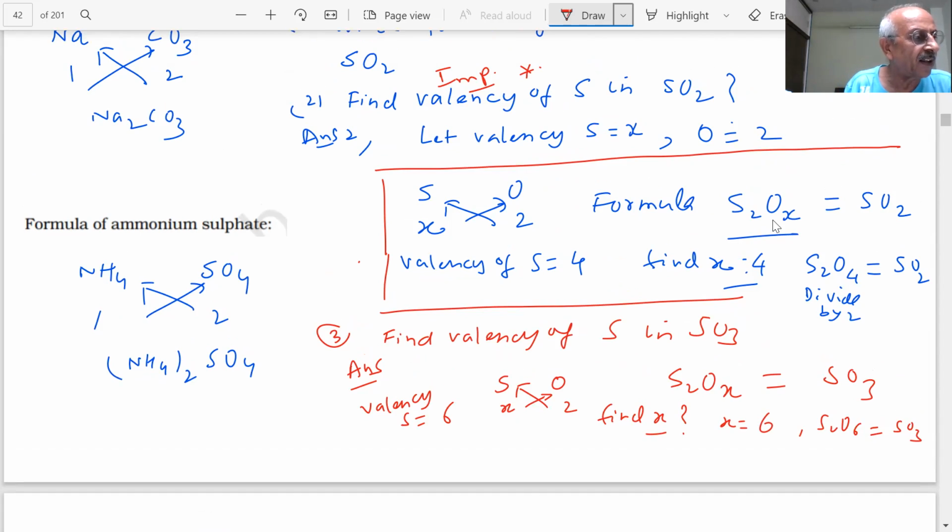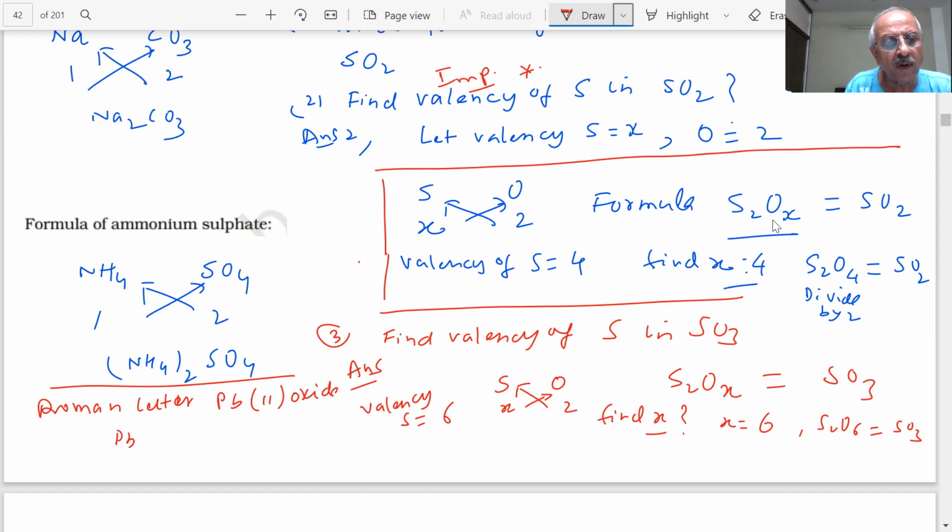Sometimes they will give you a Roman numeral. They write lead(II) oxide. We have to write the formula. This is a Roman numeral. It means the valency of lead is 2, and the valency of oxygen is also 2. Then what will be the formula? In this case, what do you get? Pb2O2. Divide by 2, it will be PbO. Is it clear? Yes, sir.